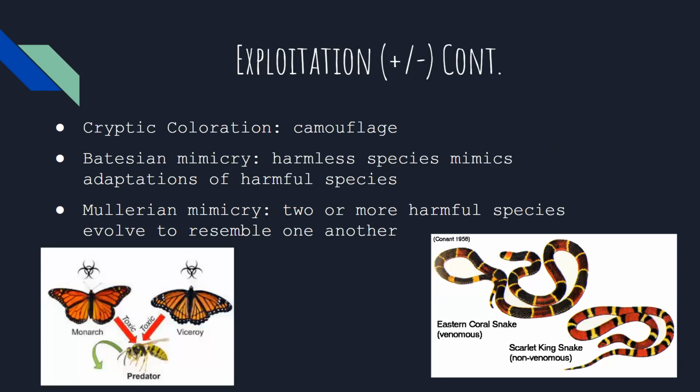There's also cryptic coloration, which is camouflage, and Batesian mimicry, which is when a harmless species mimics adaptations of a harmful species. And then Müllerian mimicry is when two or more harmful species evolve to resemble one another. Batesian mimicry is displayed with the image on the right because you have two snakes, one of which is venomous and one of which is not. But to a predator, they both look very similar, so it's going to stay away from both types. And the image on the left is an example of Müllerian mimicry because you have two or more harmful species which resemble one another.